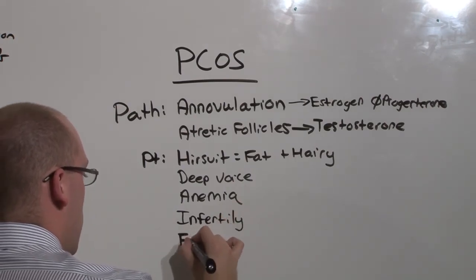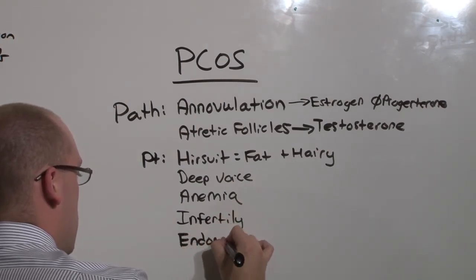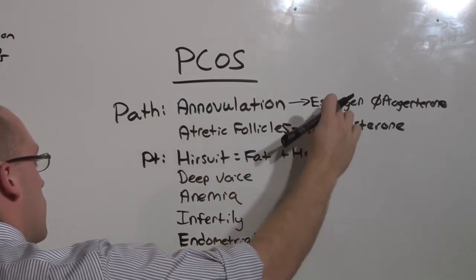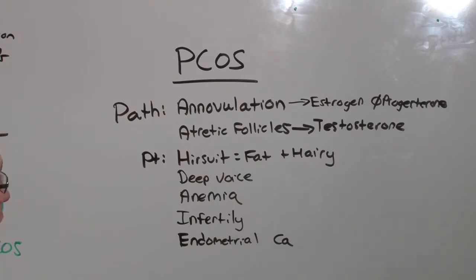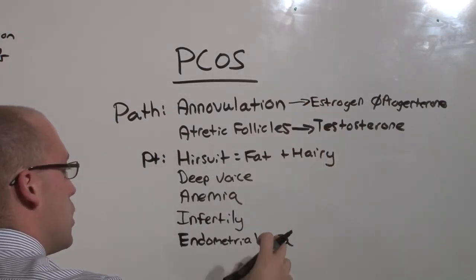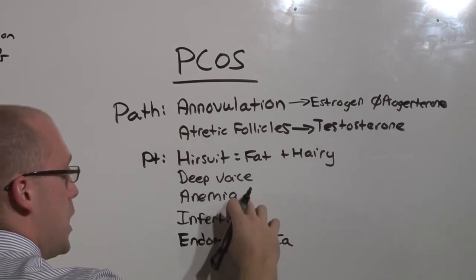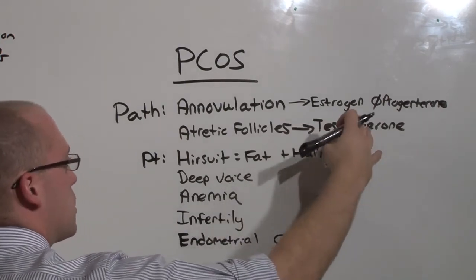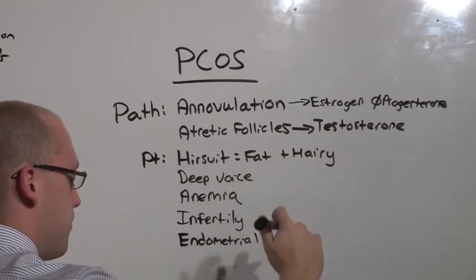This is the way patients get endometrial cancer in the reproductive age group, because of all of that estrogen exposure. So PCOS is about estrogen exposure causing infertility, endometrial carcinoma, and anemia from sloughing off of the endometrium, and testosterone causing her to get fat and hairy.